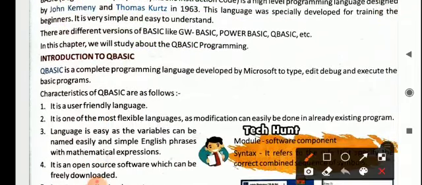There are some versions of BASIC also, like GW Basic, Power Basic and Q Basic, and you will be learning about Q Basic.